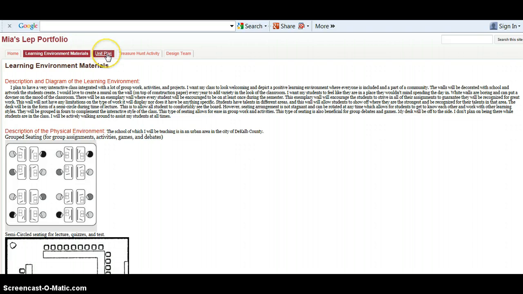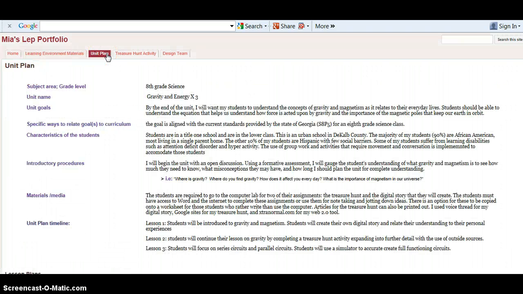So for my unit plan, as I said, the subject is 8th grade. The unit name is Gravity and Energy times 3. The duration of this unit plan will be a week. The unit goal is that by the end of the unit, I want my students to understand the concepts of gravity and magnetism as they relate to their everyday lives.